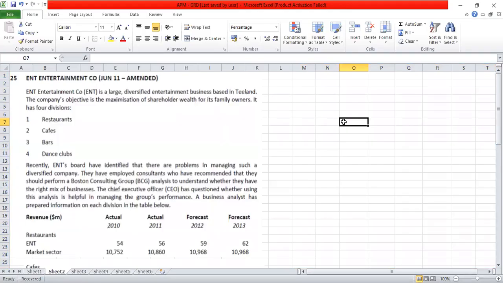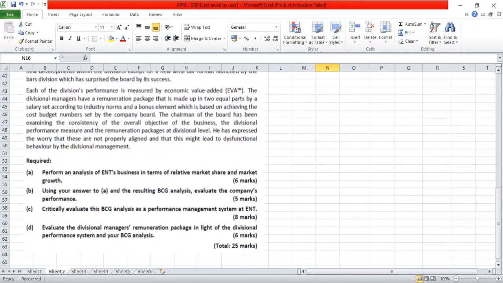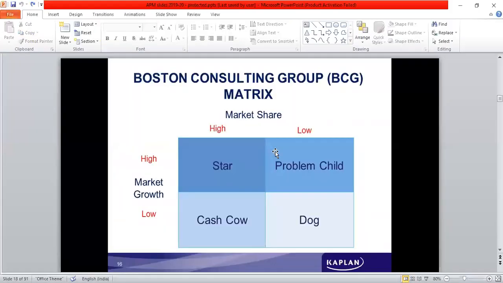Shall we start? So this is the content. The first bit says: perform an analysis of ENT's business in terms of relative market share and market growth. Relative market share and market growth is what we have to calculate. So the two variables are market share and market growth. But the question is asking us to find out the relative market share.